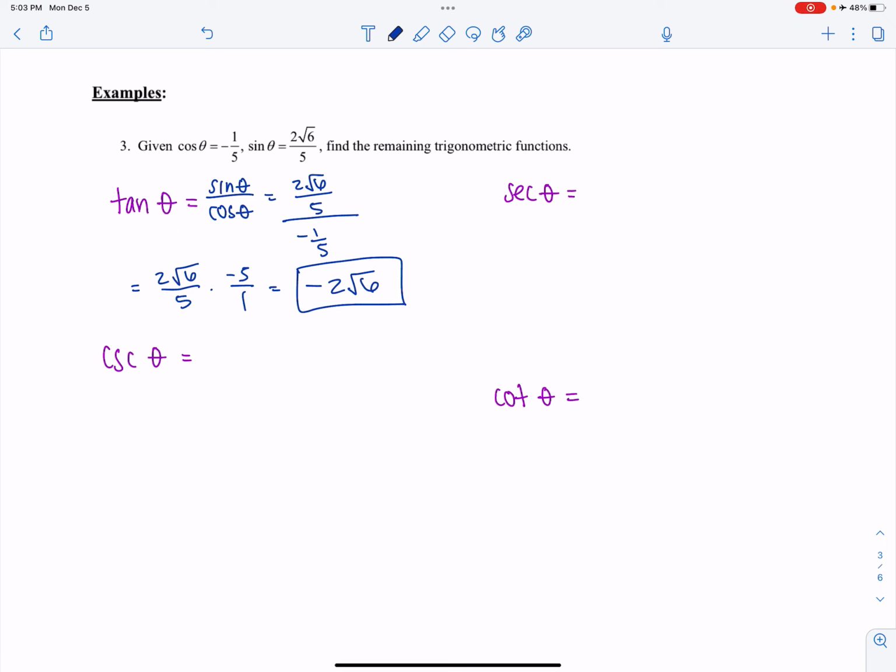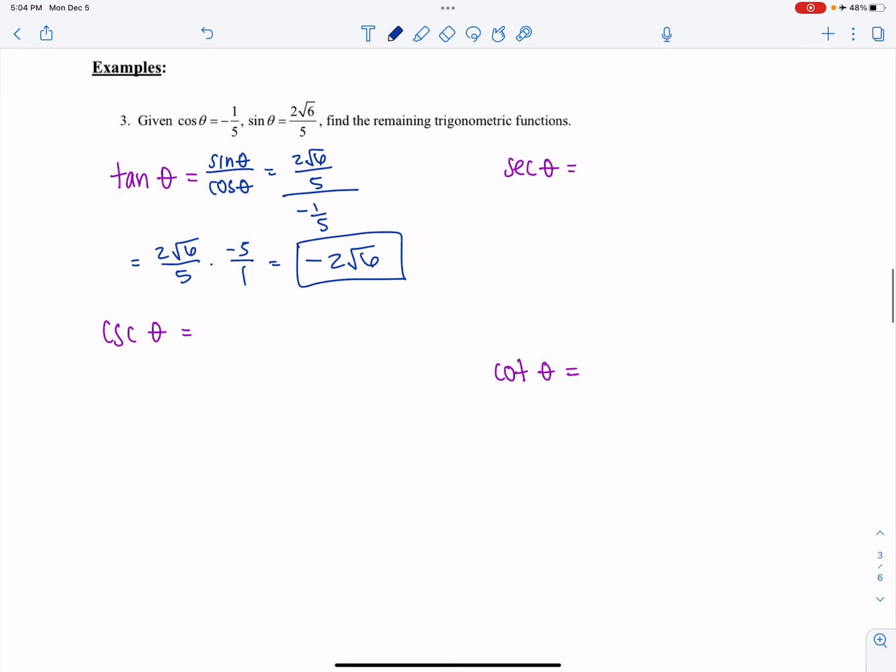Next up, we have cosecant. Cosecant is 1 over sine, which flips what we have for sine. So we have 5 over 2 root 6. Then we don't want a radical in the bottom, so we'll multiply it times radical 6 over radical 6. We'll have 5 radical 6 over 2 times 6, which is 5 radical 6 over 12.